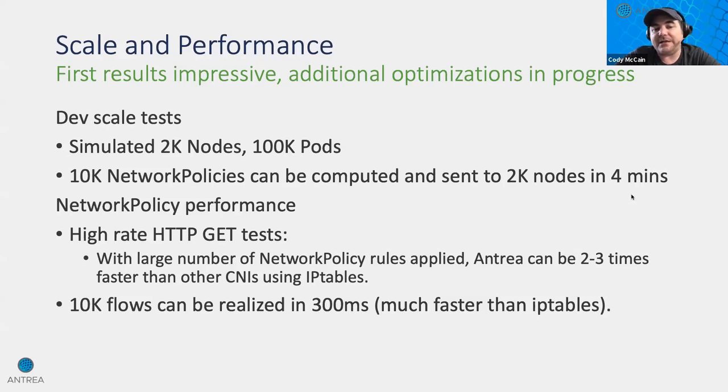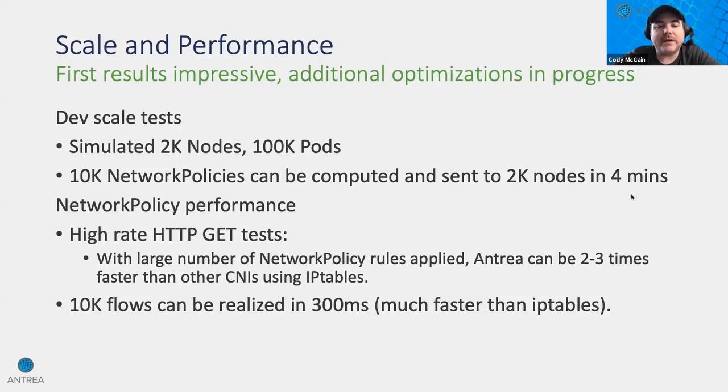Where we're really going to shine in terms of performance is dealing with a high rate of requests like an HTTP GET request, for example, where it's the same type of request coming in over and over. The nice thing with Antrea is that we can actually be 2 to 3 times faster than other CNIs using iptables with that type of request, because of the way that OVS uses tables and caches down in the kernel.